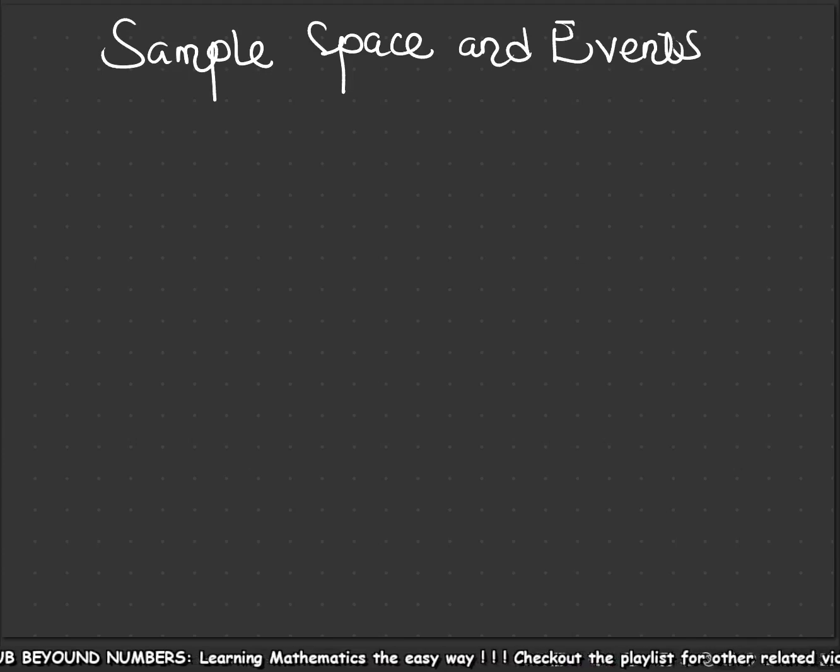In this video, we are looking at sample space and events, and by the end of it, you should be able to define sample space and events, list the sample space for different experiments, both simple and compound events as well, and then also determine their probabilities. So let's quickly look at the following.